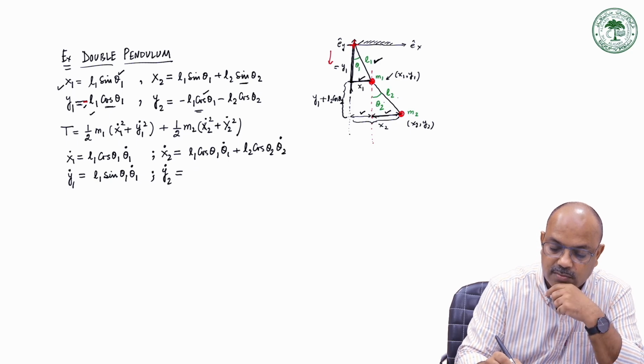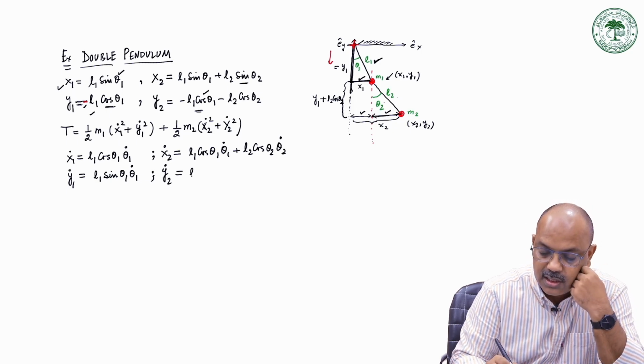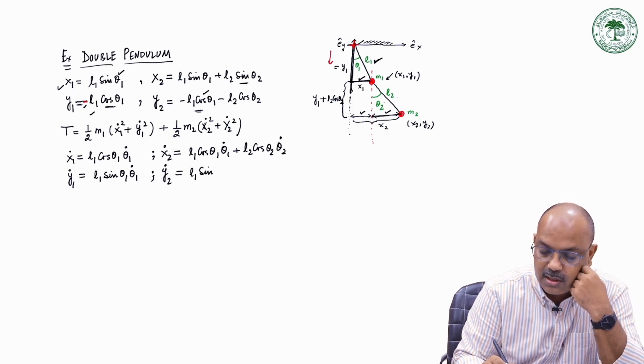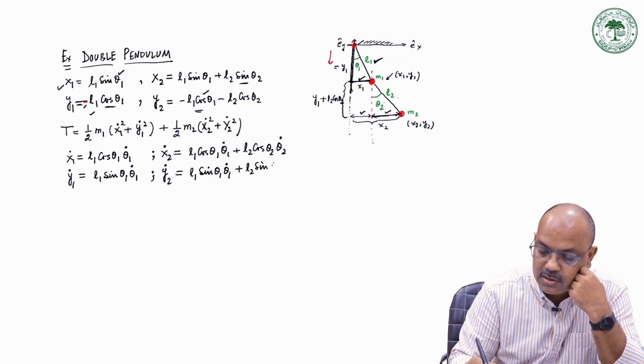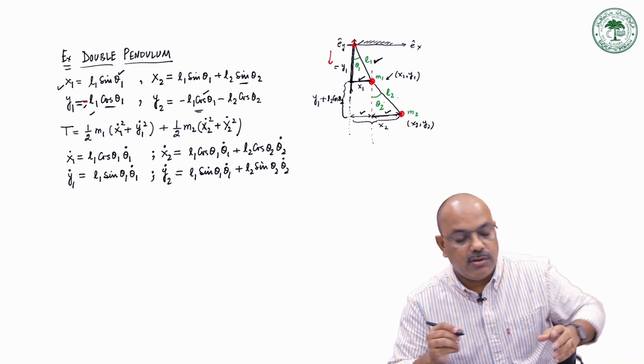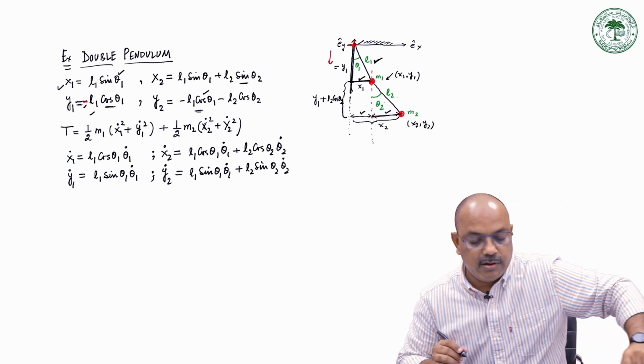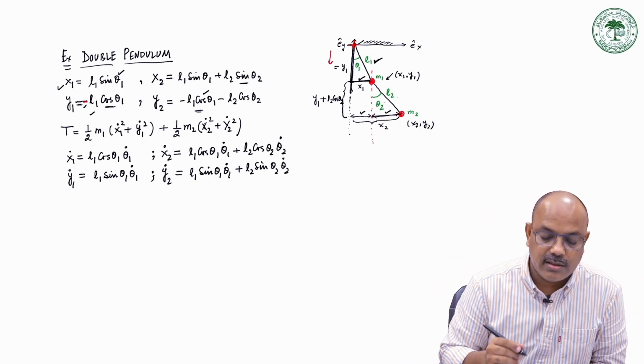And then in the same way I can write y2 dot. Because with the minus sign it will become plus, so this is L1 sine theta 1 dot, and this becomes L2 sine theta 2 dot. So now you have x1 dot, x2 dot, y1 dot and y2 dot, so you can write your kinetic energy.